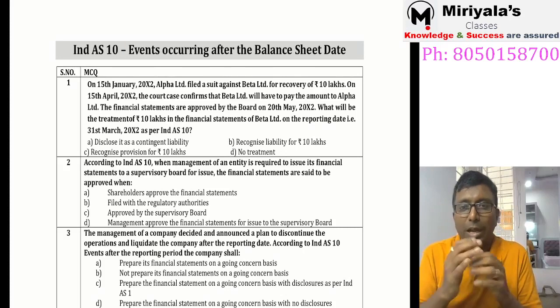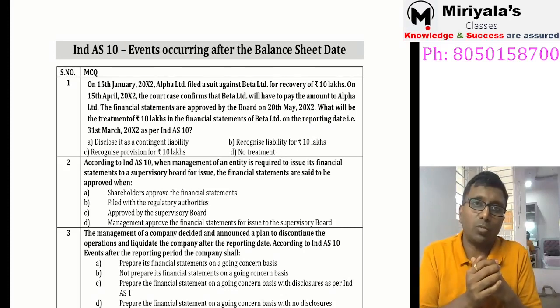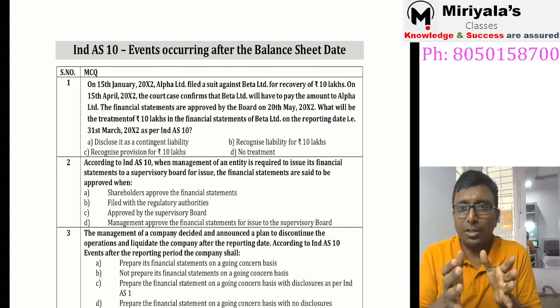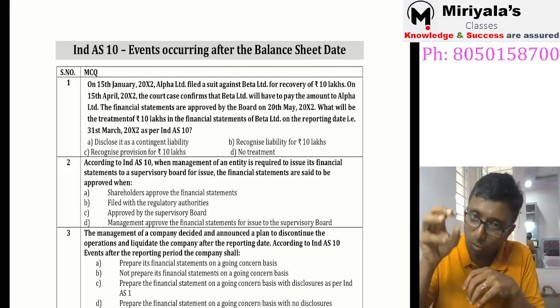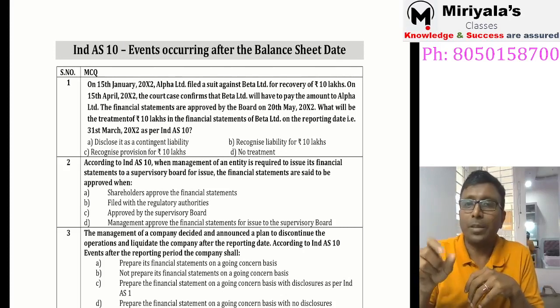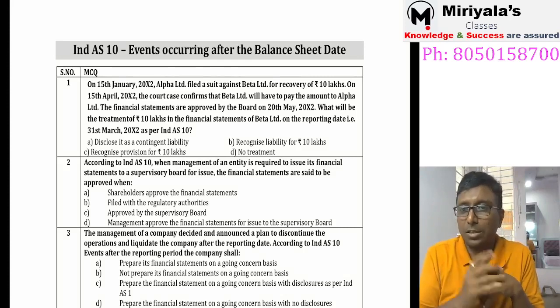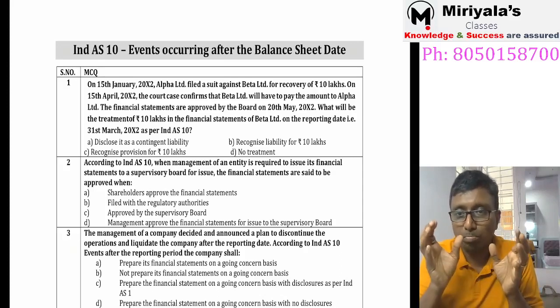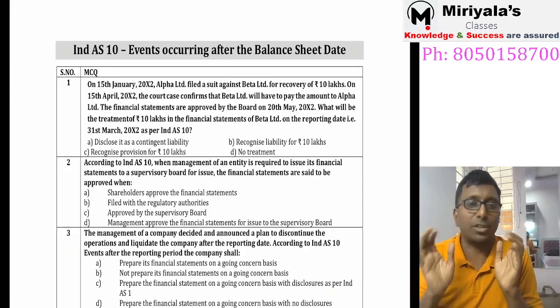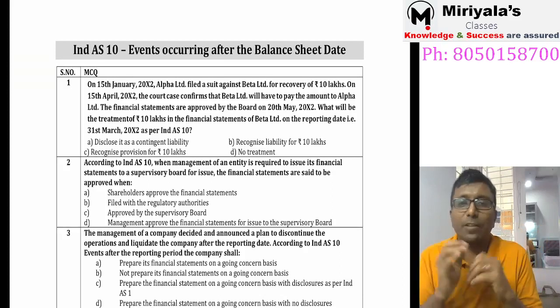If it is a non-adjusting event and it is a material transaction, you are supposed to write the information in the notes to financial statements, not in the board of directors' report. It is just a disclosure, not a recognition. This is the basic information.